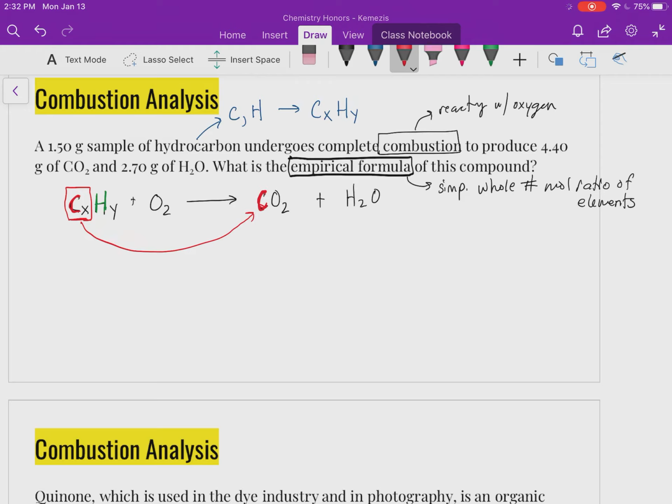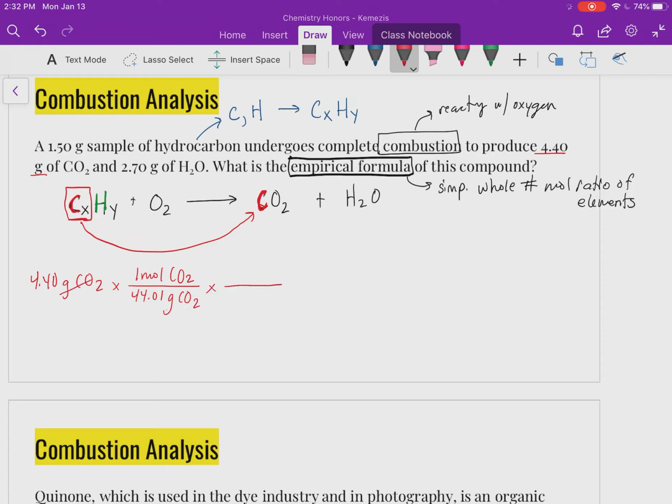So if there's a way for me to figure out how much carbon is in the carbon dioxide, then I can say that all of that carbon must have come from the carbon dioxide. So lucky for us, they tell us that there is 4.40 grams of carbon dioxide. And if I do a little dimensional analysis with our understanding of how our compounds work, right, for every 1 mole of CO2, there's 44.01 grams of CO2.